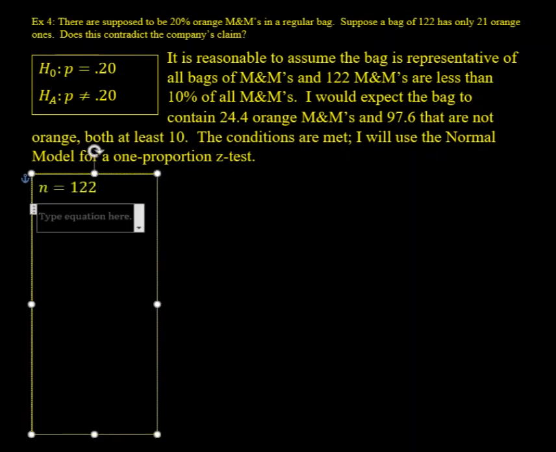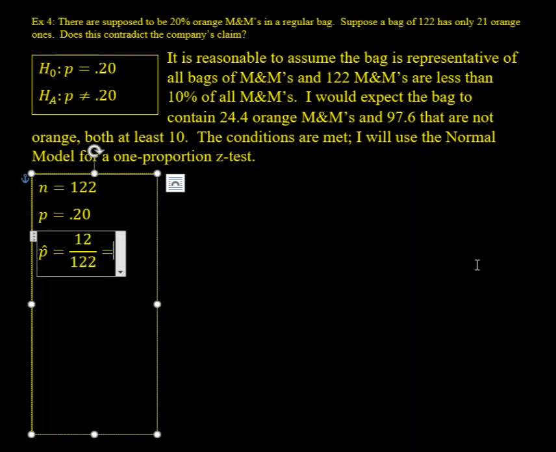N equals 122. P equals 0.20. And P hat will be the 21 from our sample over 122, which equals 0.172. So it's below that. We want to see if it's statistically significant enough.